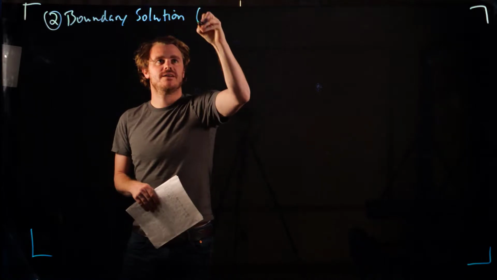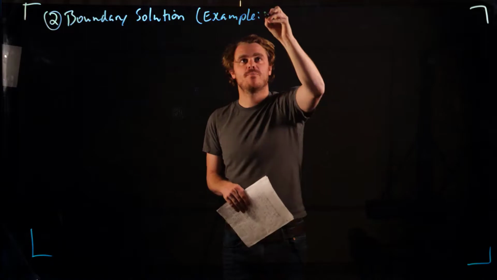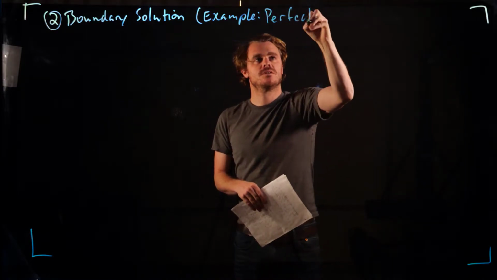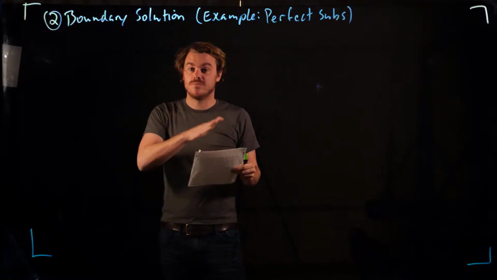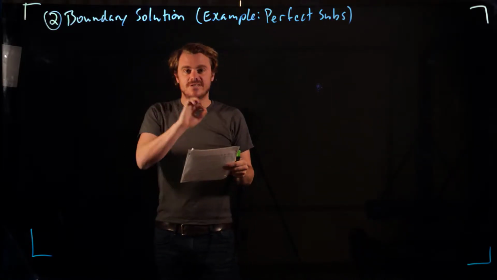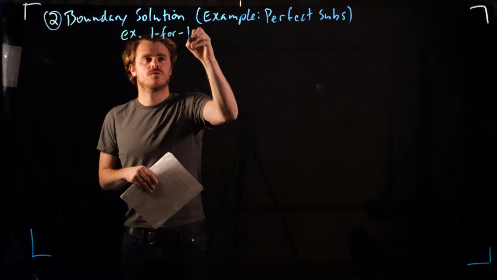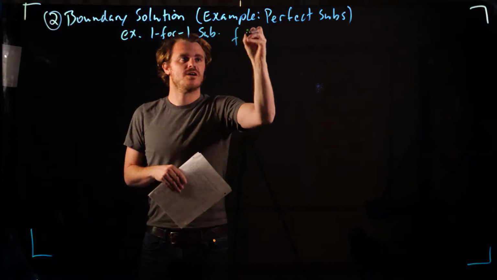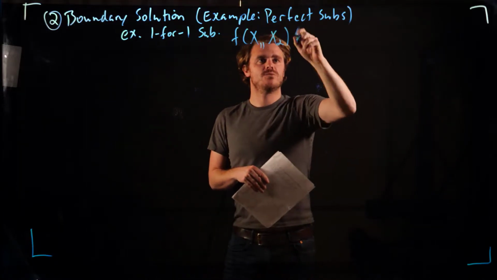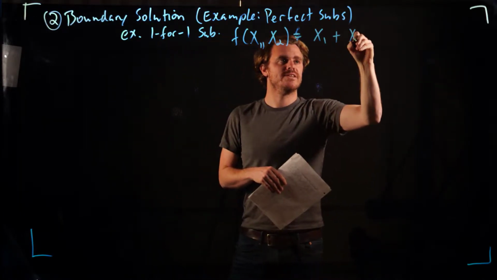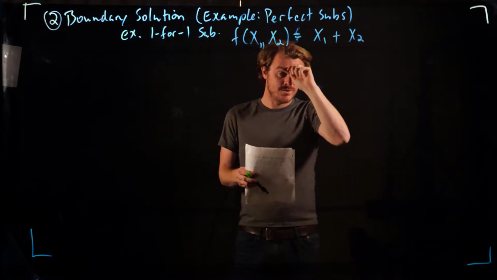Here we're going to specifically talk about perfect substitutes. So these inputs can be substitutable between each other. Let's imagine there's a 1-for-1 substitution, which means our production function might just equal something like x1 plus x2. So we could perfectly substitute between input 1 and input 2 in the production process.